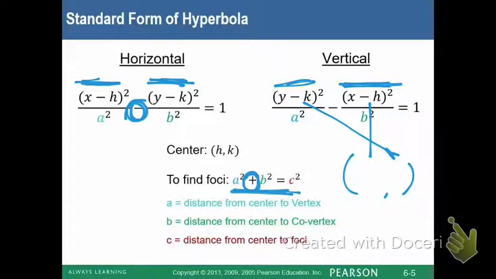A, B, and C are the same as before. A is always the distance from the center to the vertex, B is the distance from the center to the covertex, and C is the distance from the center to the foci. But notice where A and B are. Before, for ellipses, A was always the biggest number. That is not true anymore. For hyperbolas, A is always going to be used first in your equation. Okay.